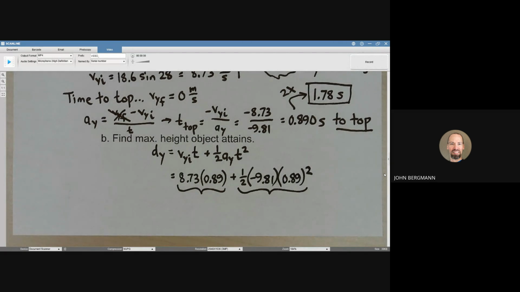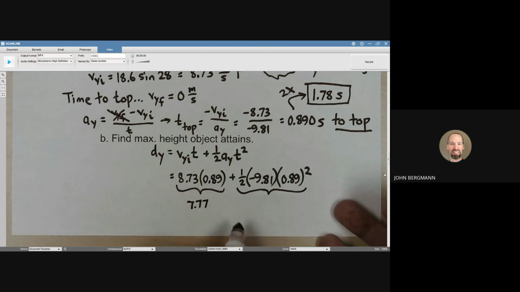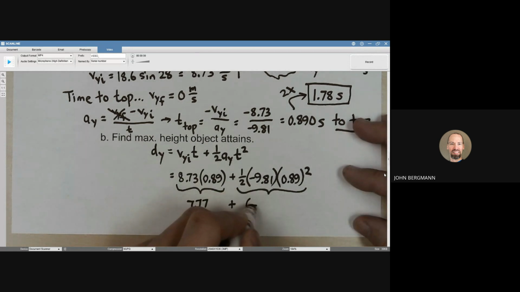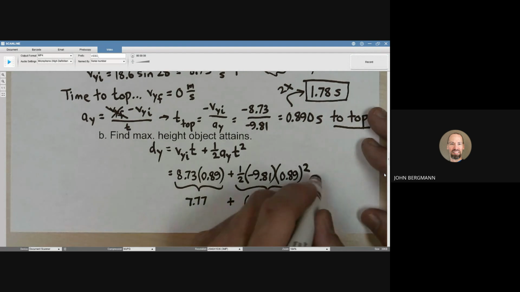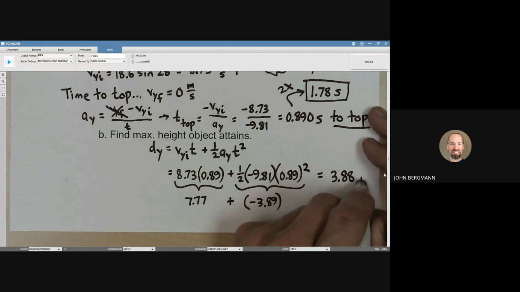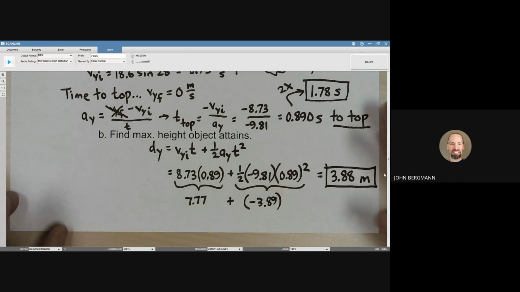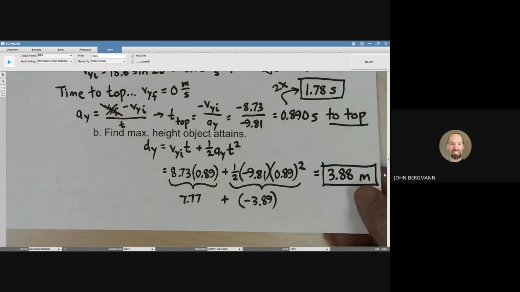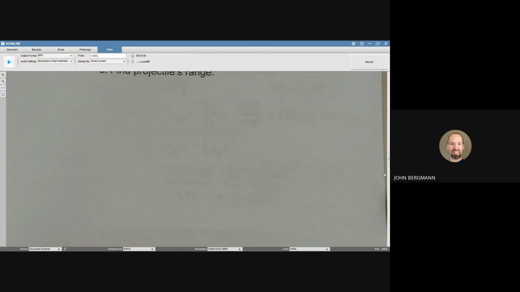I'm going to go ahead and calculate that real quick so you can see those numbers. 8.73 times 0.89 is 7.77, and then this quantity is a negative number, negative 3.89 or so. And so when you figure that out, you're going to get about 3.88 meters. That's how high this football goes. If you had used either of the other two equations on the equation sheet, you would have got the same answer. We've got one more bit to this, and that is, what's the projectile's range?